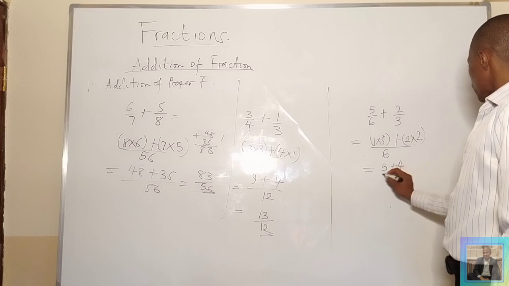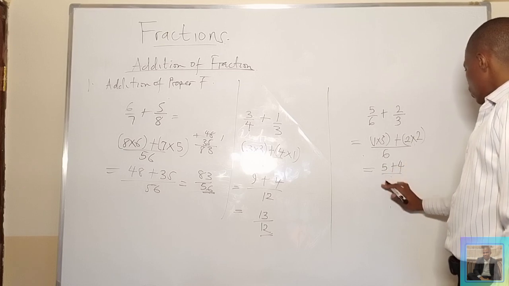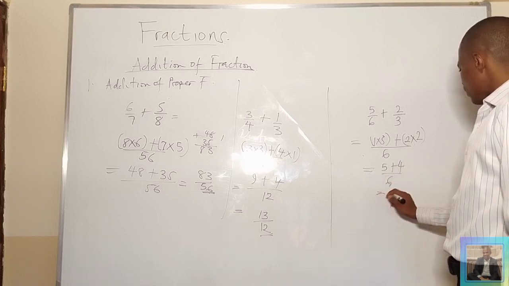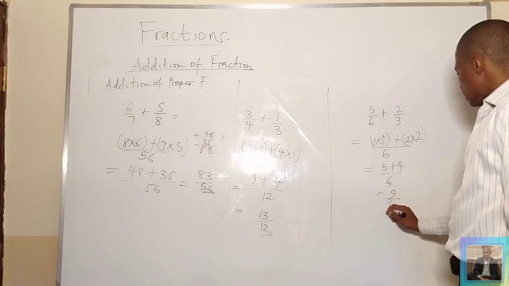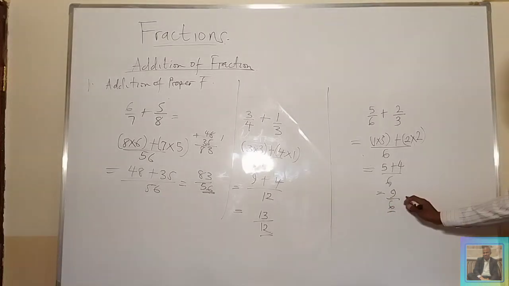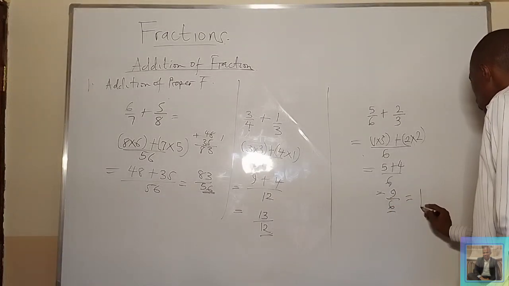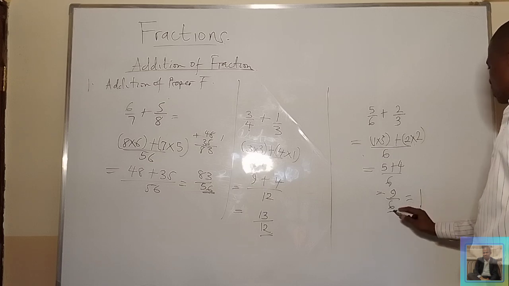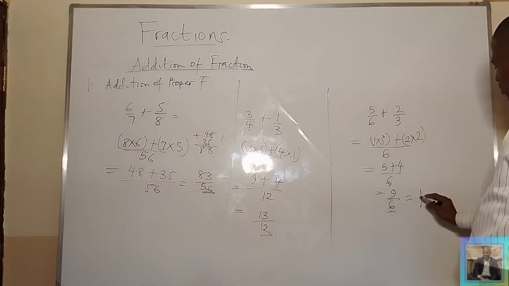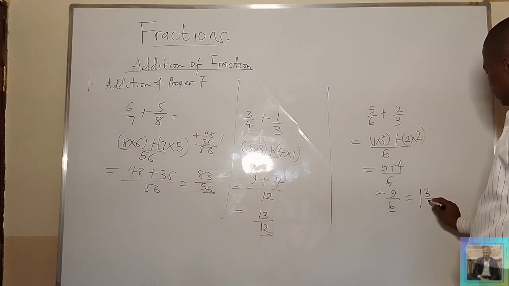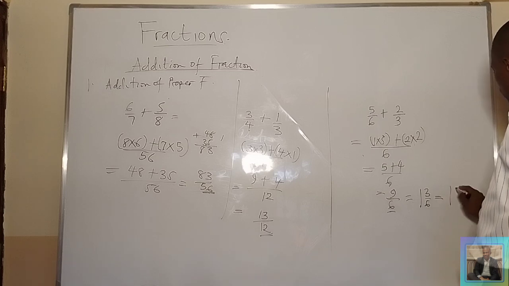So what do we have? 9 over 6. We can also change this to one whole number. How many 6 is in 9? 1, remainder 3 over 6. It can also give us 1 over 2. They are the same.